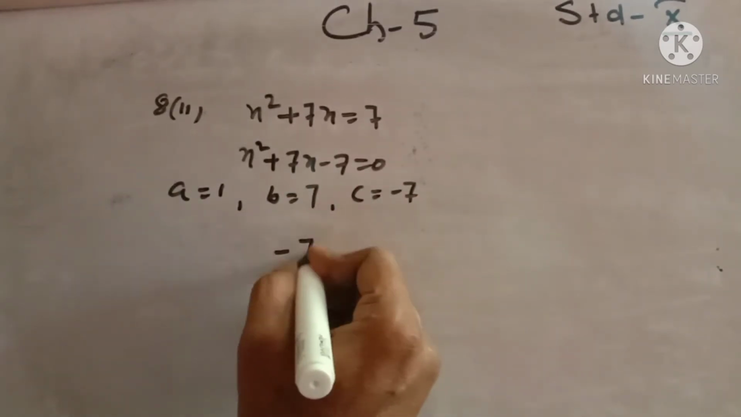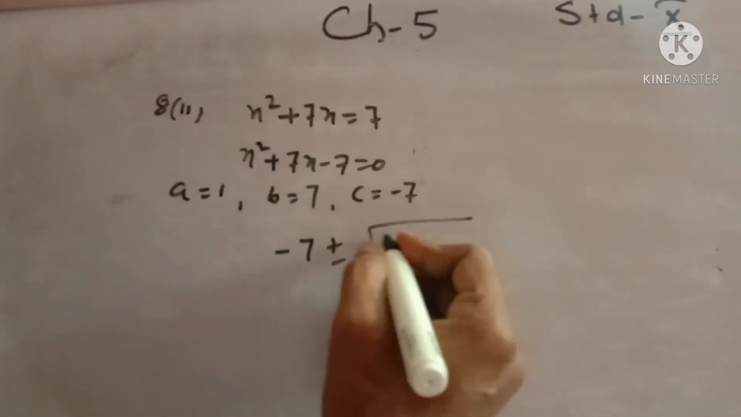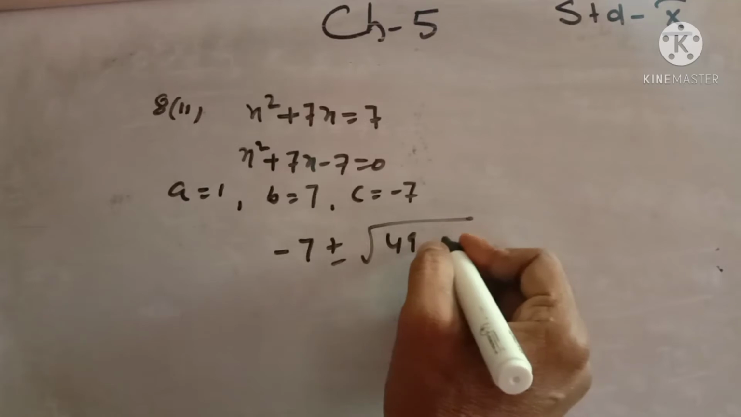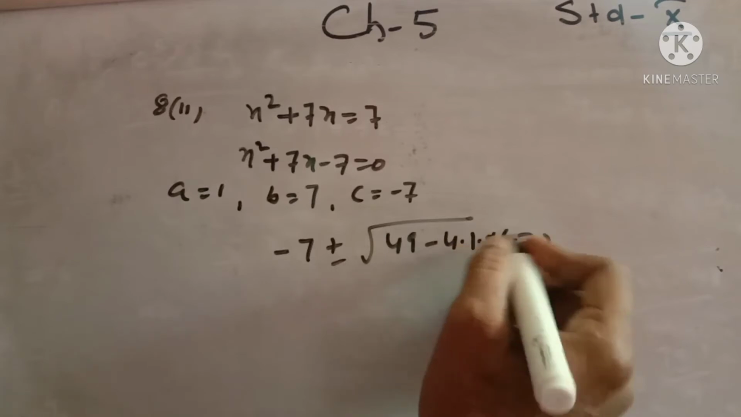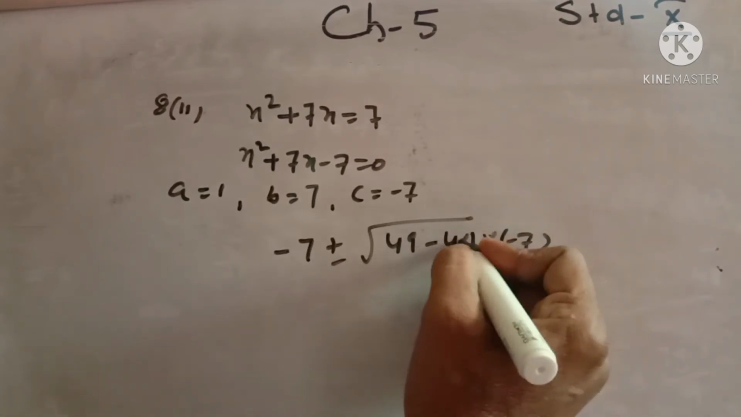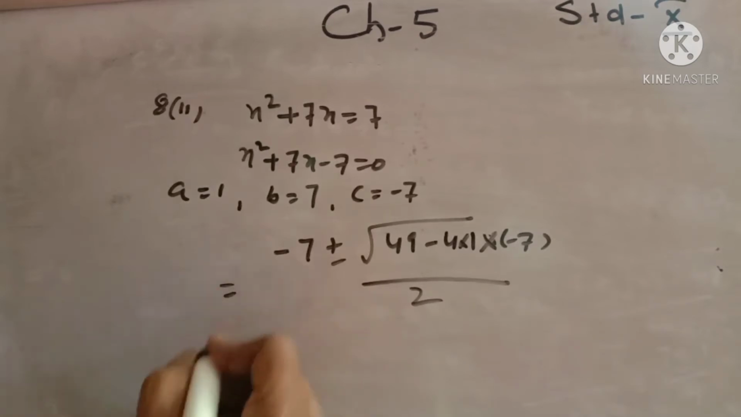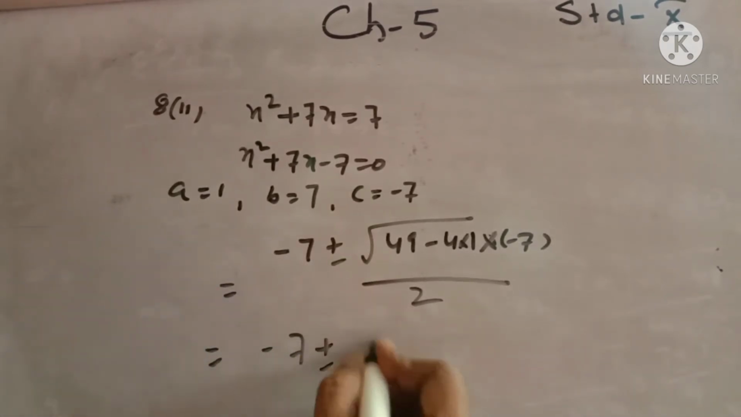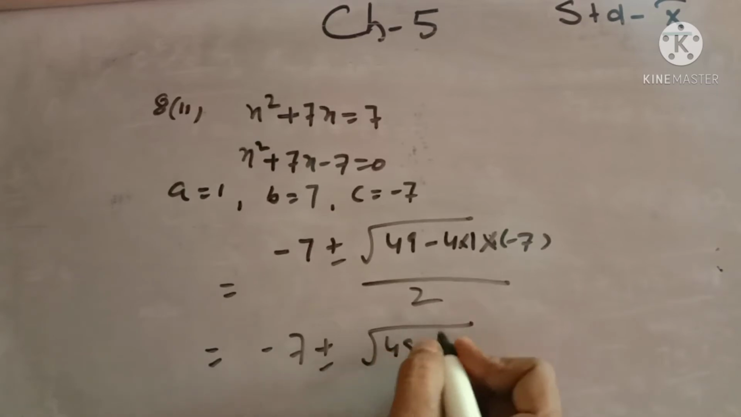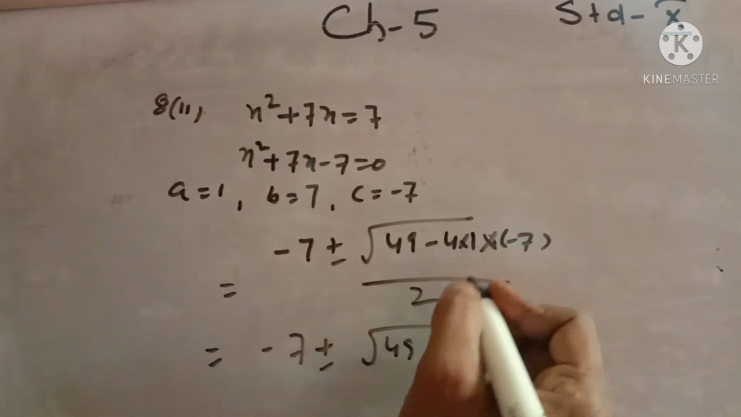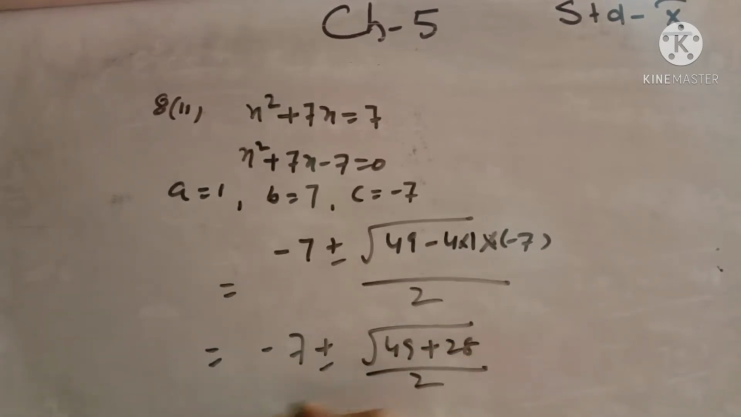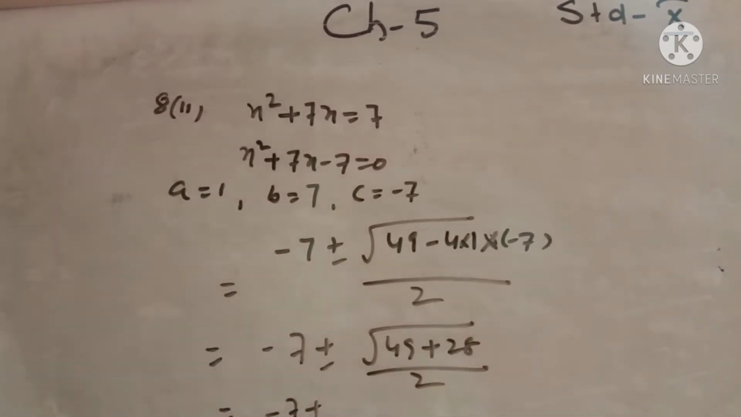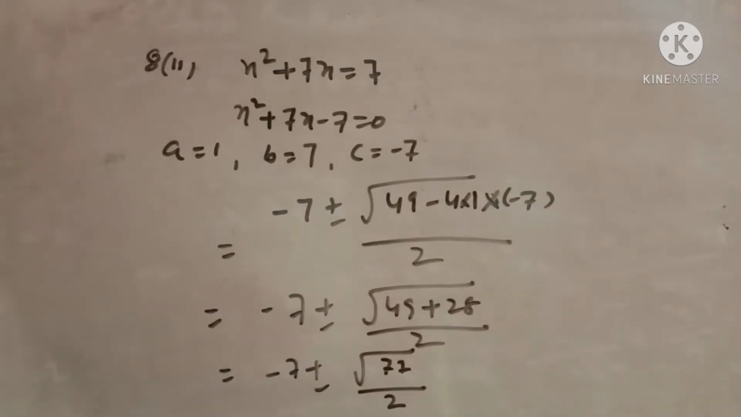Now x equals minus 7 plus minus under root b square, that means 49, minus 4 into 1 into minus 7, divided by 2 into 1, here meaning 2. So minus 7 plus minus, this is 49, and 4 sevens are 28, positive. Okay, that means plus 28, by 2. So add this one, it will come under root 77.